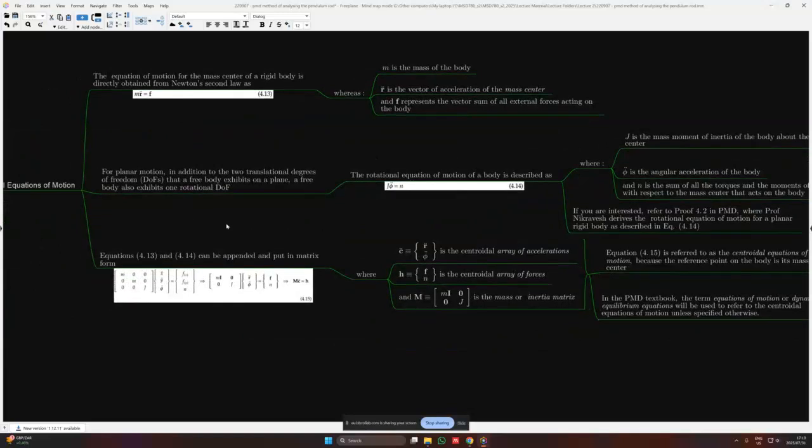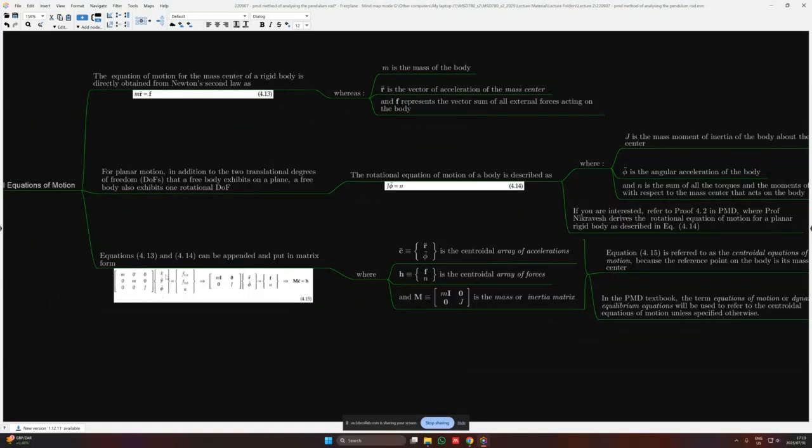Now, if I combine equations 4.13 and 4.14, I can put it into matrix form as I have over here in equation 4.15. The first matrix over here to the left is simply the mass matrix. You'll notice it's a diagonal matrix. The first two elements are simply the mass of the system, and the last element is the mass moment of inertia.